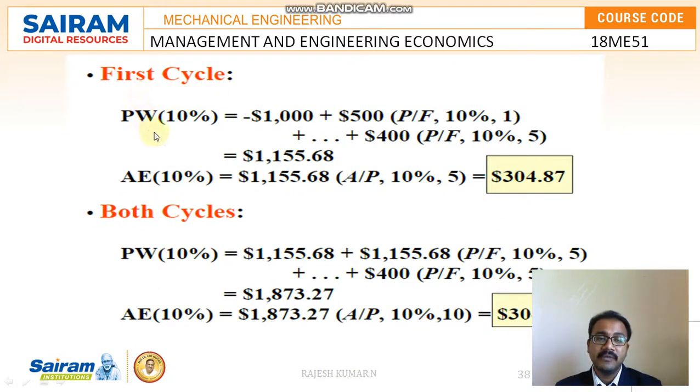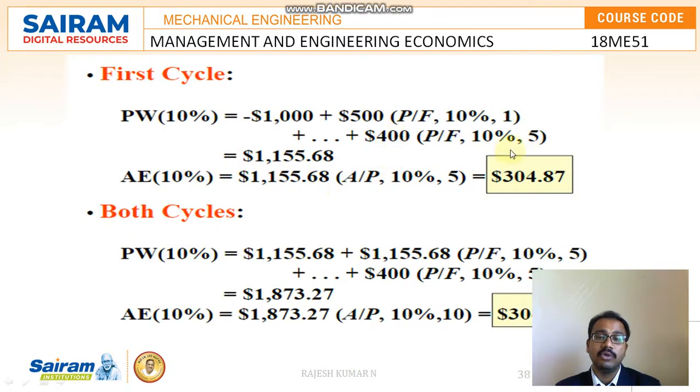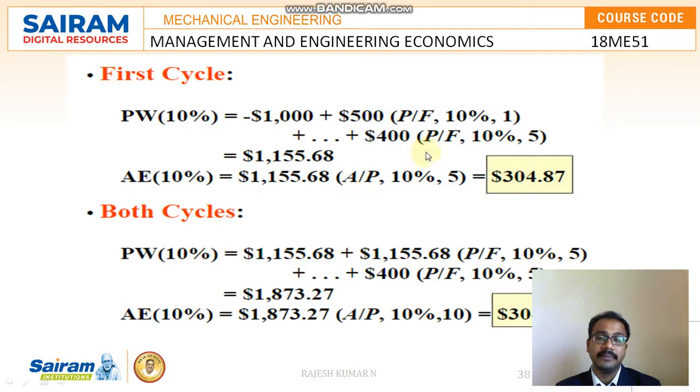So in the first cycle, where the present worth is at 10% interest, the investment I made was $1,000, and the profit I'll be getting is 500. Whatever profits I'll be getting, everything is in plus sign. So 500, starting from 500 till 400 in the fifth year. So gradually it will be 500 plus 700 plus 800 plus 400 plus 400. Finally I'll be getting the present worth as $1,155.68. And what is the annual equivalence?